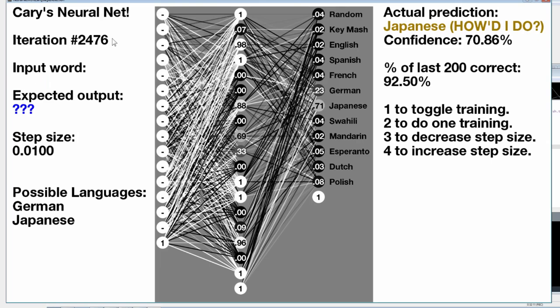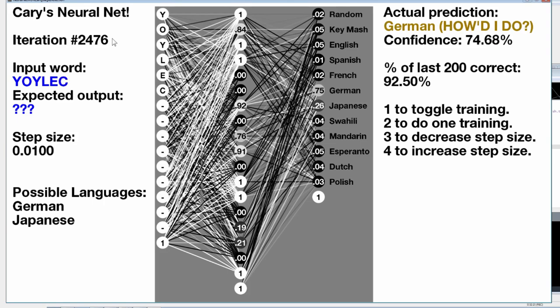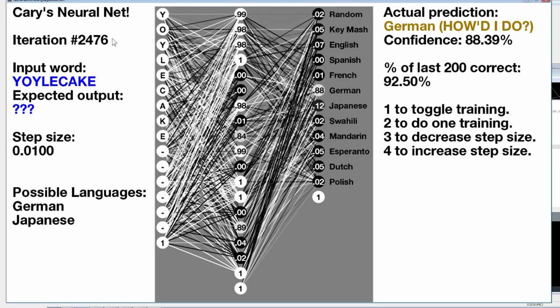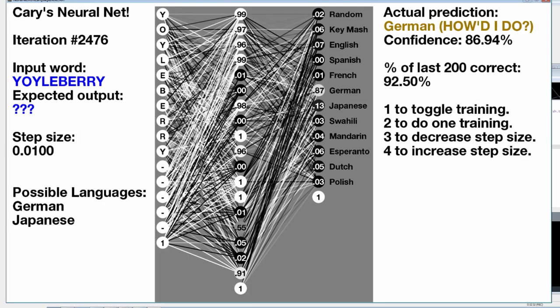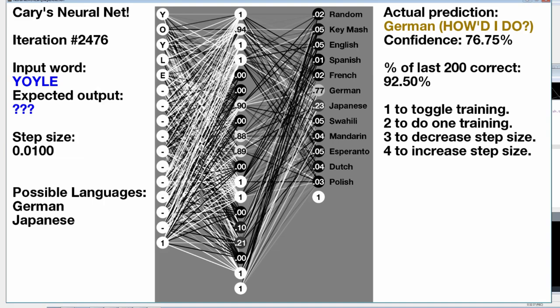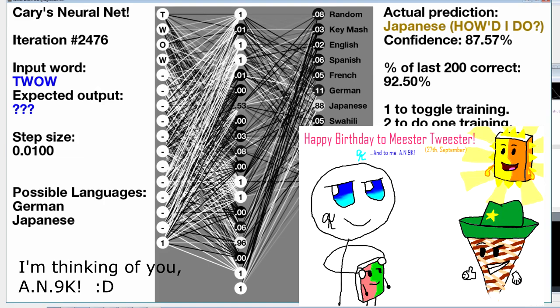So I was like, I need to think of a word that has never been seen in these dictionaries before at all. Have I invented any words? Well, yes I have. Yoyol. Yoyol is German. What about Yoyol cake? Yoyol cake is also German. What about the Yoyol berry? Well, okay, I guess the first half of the word is more likely to determine it than the second half, so that's also German. Yeah, that makes sense. But what about twow? Because that's also one of my invented words, I guess. It's Japanese. Twower, also Japanese, even though that is a little more European.